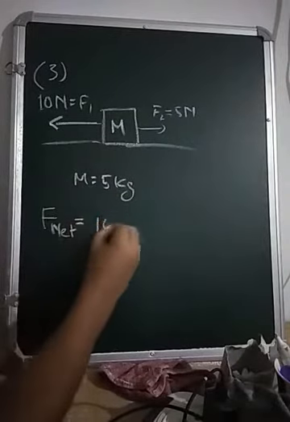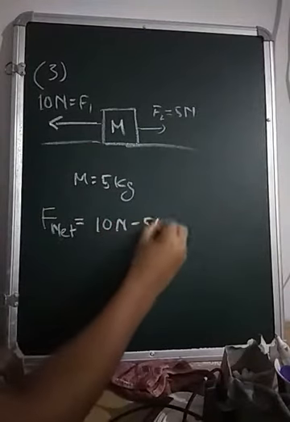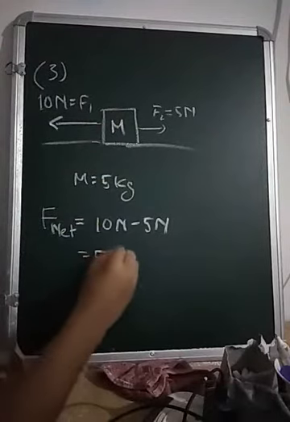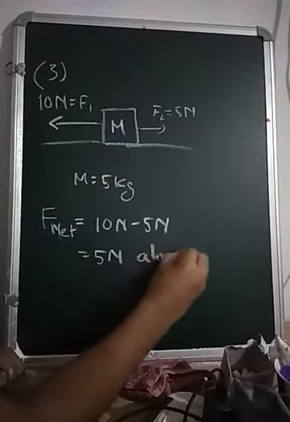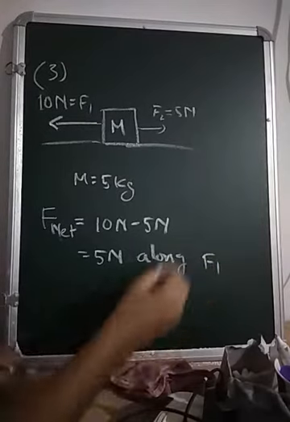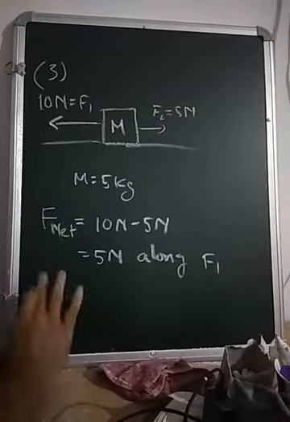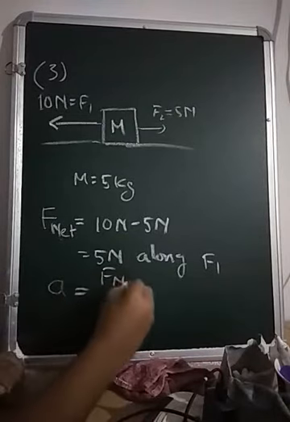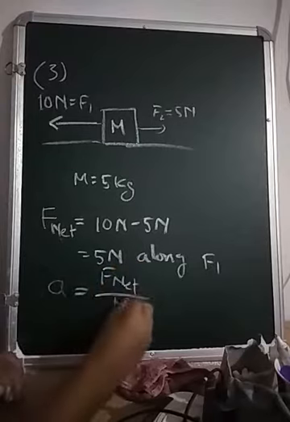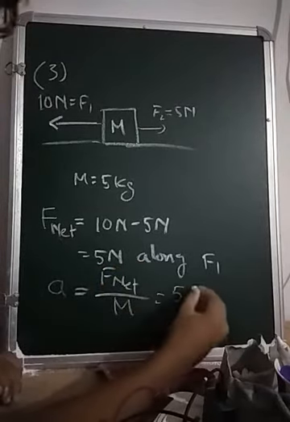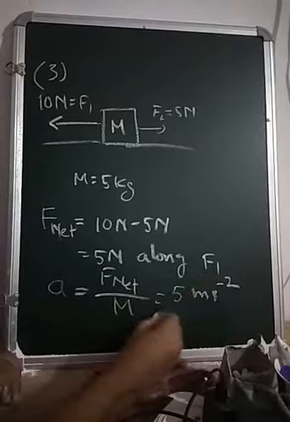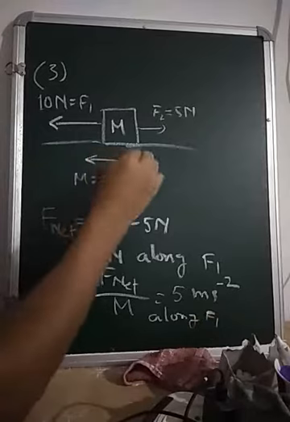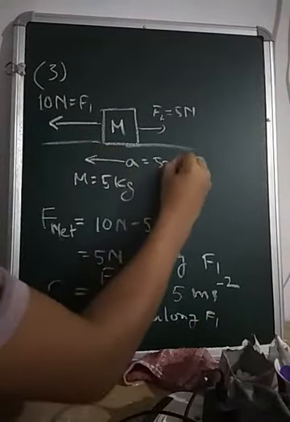So the net force will be 10 Newton minus 5 Newton, directly subtracting because those are in opposite directions. So it will be 5 Newton along the F1 direction. What will be the acceleration? F net by m, so it will be 5 meter per second square along F1. So this body will experience an acceleration of 5 meter per second square in this direction.